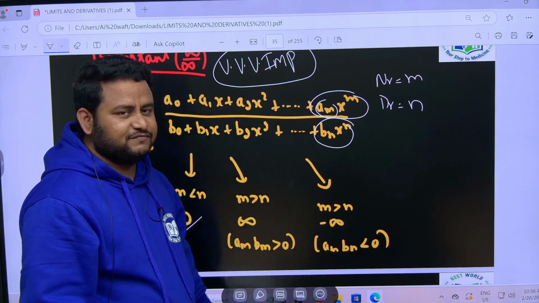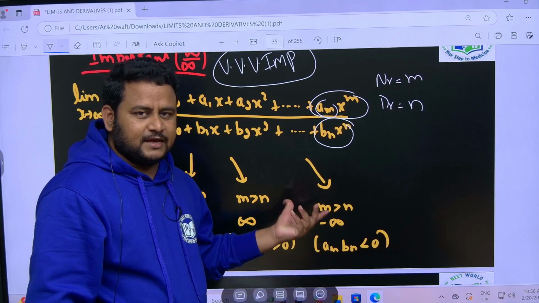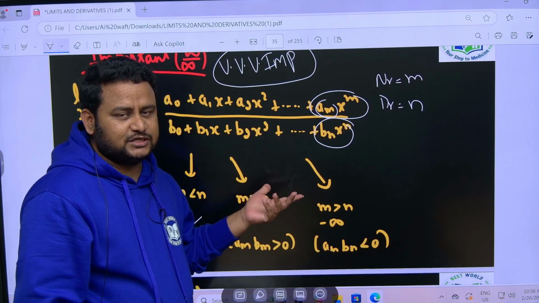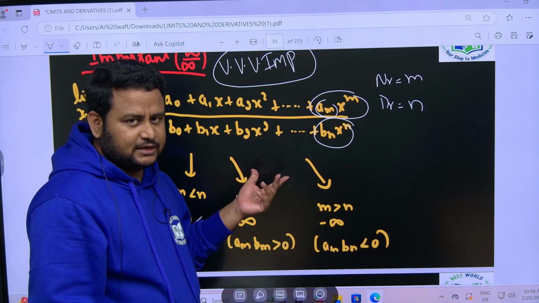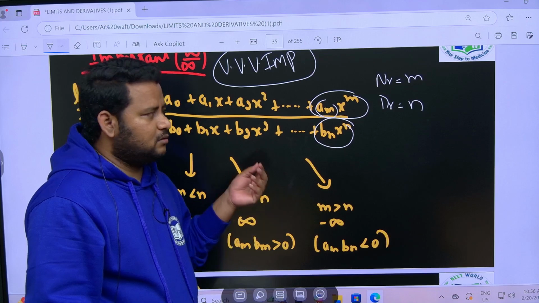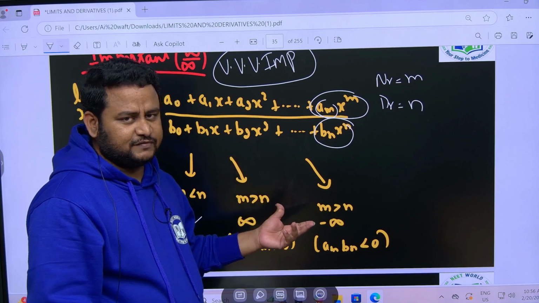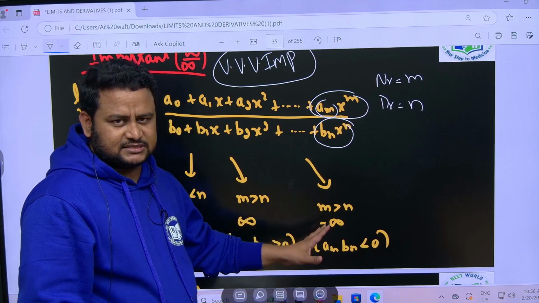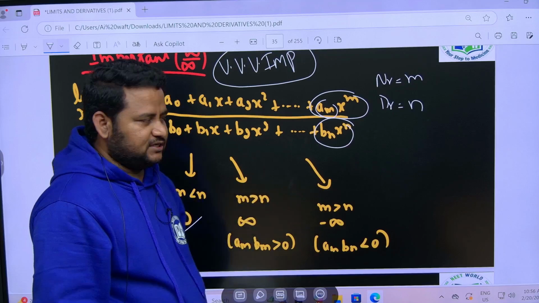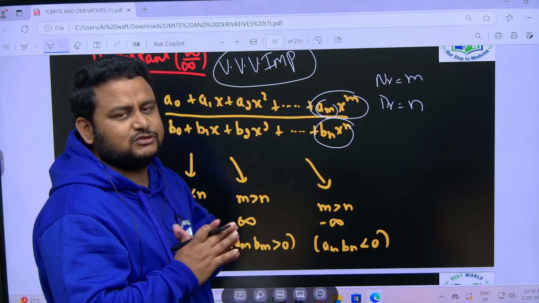It will be minus infinity if that same product, that is, the product of the highest coefficient of the numerator and the highest coefficient of the denominator, is less than 0. If it is greater than 0, then it is positive infinity; if less than 0, then it is negative infinity. Got it, friends? So based on this, we will be solving the questions now.